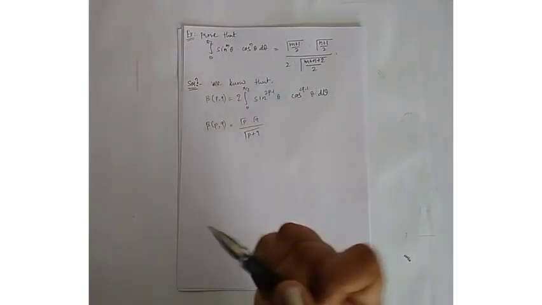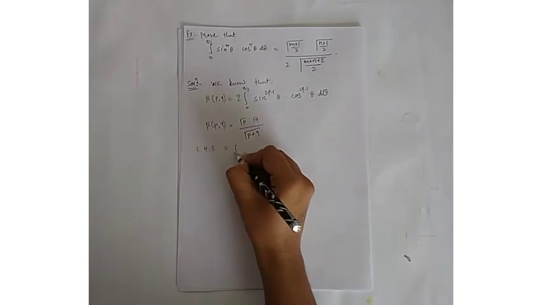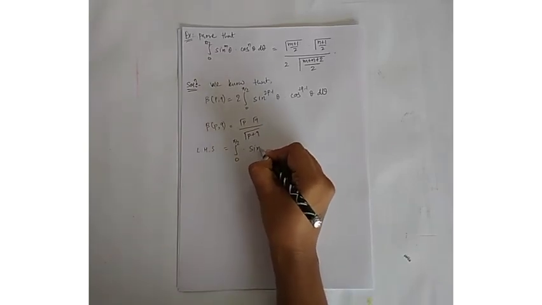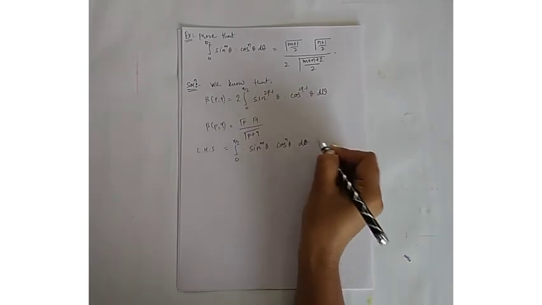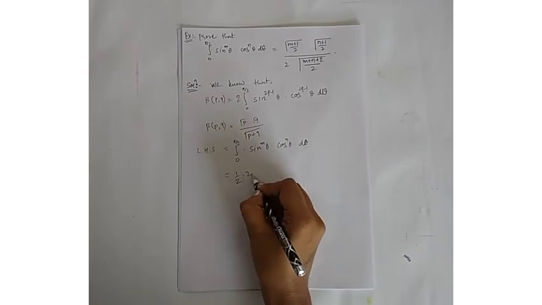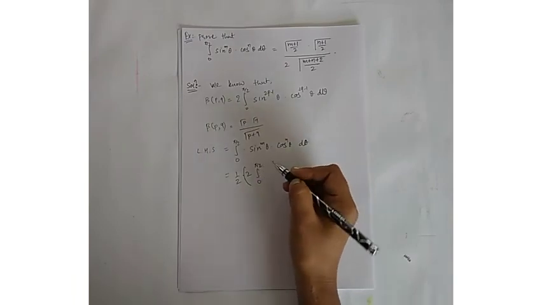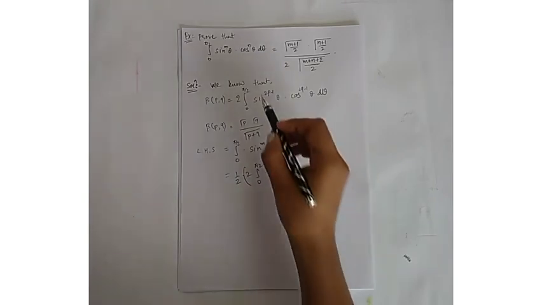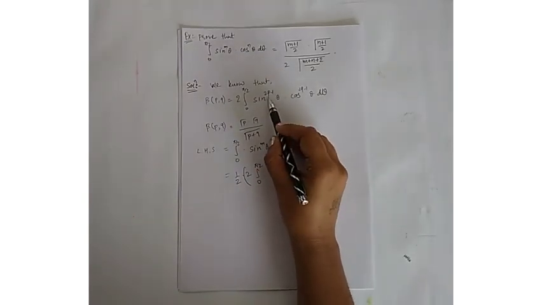So 2 is required. LHS is equal to integration with limit 0 to pi by 2 of sine to the power m theta into cos to the power n theta d theta. 2 is required, so multiply with 2 and divide by 2. So 2 into integration with limit 0 to pi by 2 is here. Now I want to write this m as 2p minus 1. For that I have to find the value of p.